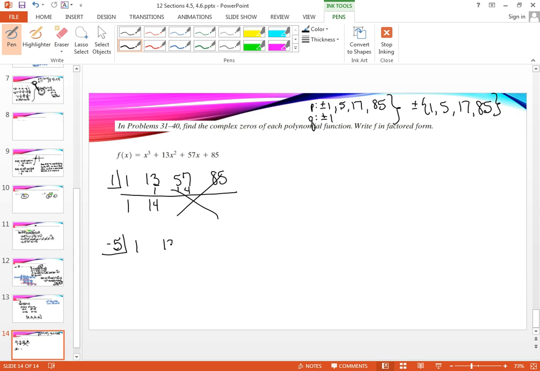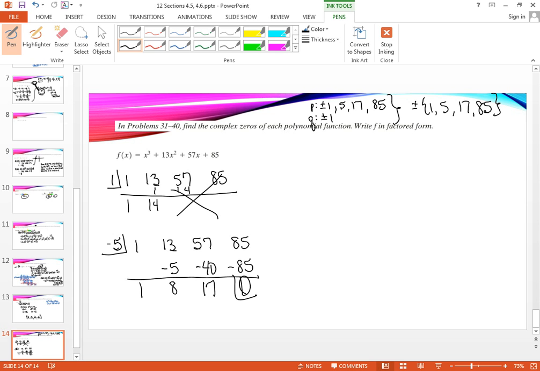Negative 5 into 1, 13, 57, 85. And again, you just check them. You're looking for a remainder of 0, so you just check them. Right? So negative 5 times 1 is negative 5. 13 minus 5 is 8. Negative 5 times 8 is negative 40. 57 minus 40 is 17. Negative 5 times 17 is negative 85. That's 0 as a remainder. Okay?